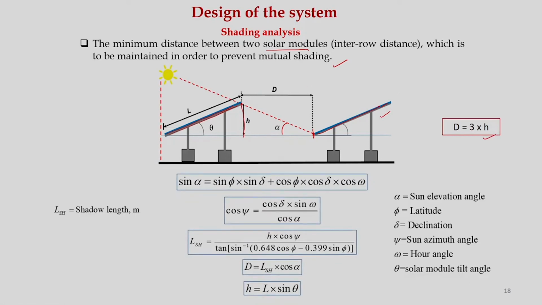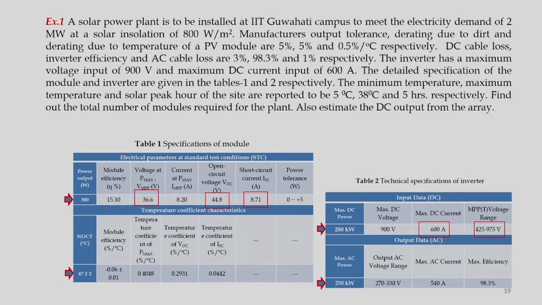H is nothing but this height, and this is the solar module tilt angle, theta here. And alpha is the sun elevation angle. If you consider this L, then L cos alpha is also D, and this equation can also be used for investigating the distance between these two modules. So, the tip of this and the bottom of these modules is D, right.